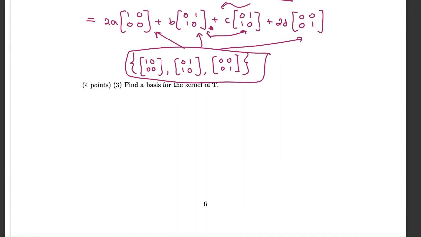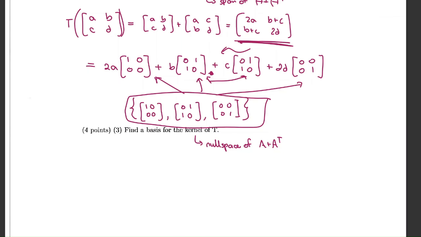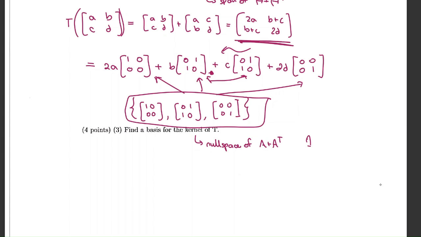Okay. In part 3, we're trying to find a basis for the kernel of T. The kernel in this case is essentially asking for the null space of your transformation, which is A plus A transpose. So this means that whatever transformation we're doing, we're always going to be transforming the initial A matrix to 0. So one way you can do this is to literally go 2A, B plus C, B plus C, 2D, and I'm taking that from up here, equals 0, 0, 0, 0.